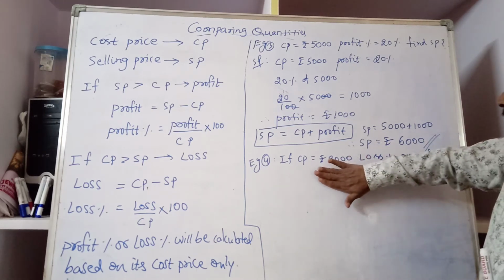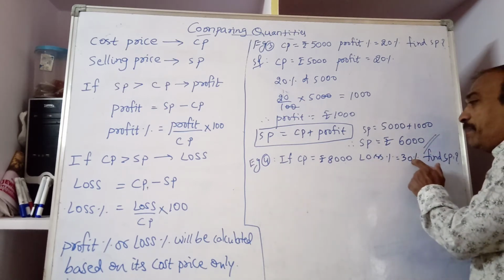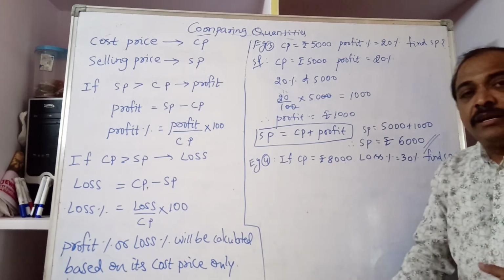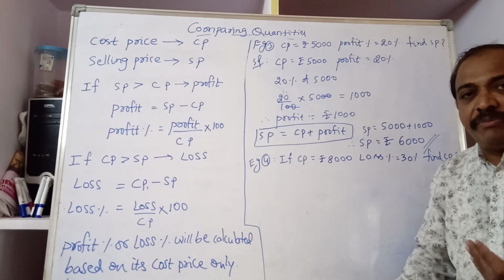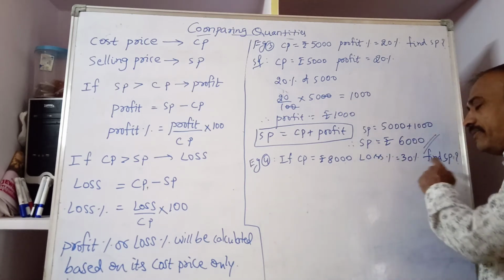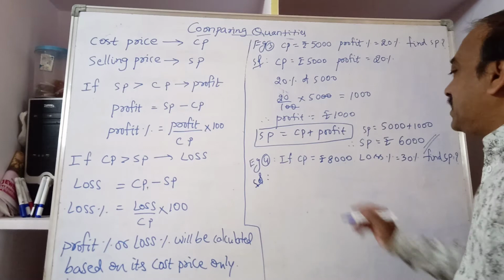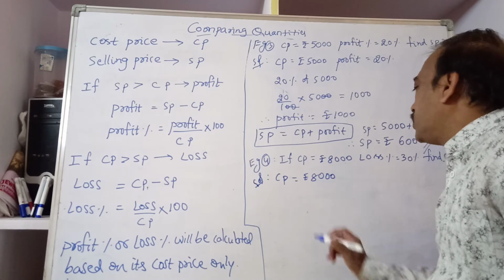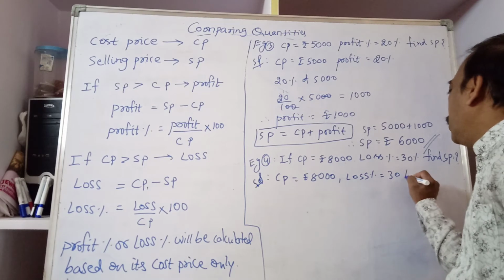So given is cost price. He purchased for rupees 8,000 and he sold it at a loss of 30% on that article. What is its selling price? So loss means which will be more? Cost price only will be more. So cost price is 8,000 and loss percentage is given as 30%. Observe it. So solution. First write the step, that is CP is equal to rupees 8,000. Then loss percent is equal to 30%.